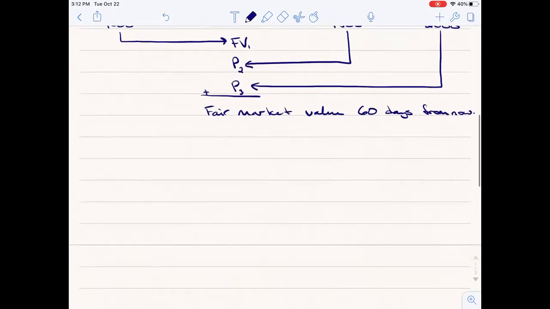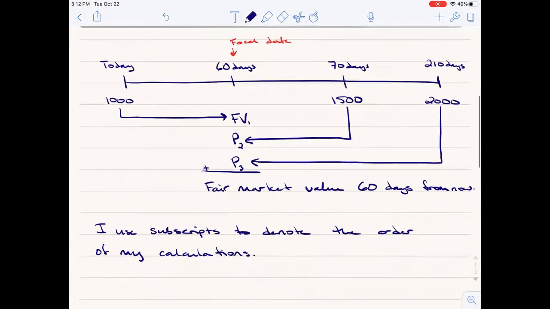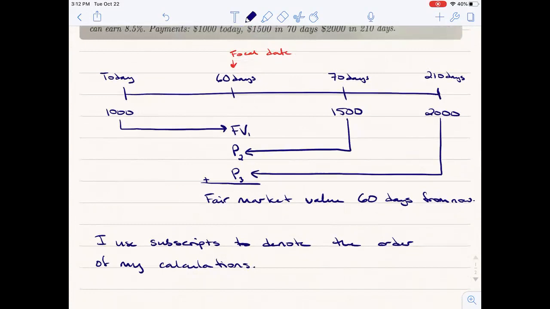And I'll make a note below here. I use subscripts to denote the order of my calculations. I suspect maybe last day we didn't put a subscript on the future value, but it's good to get in the habit of just putting subscripts on all of them. All right.